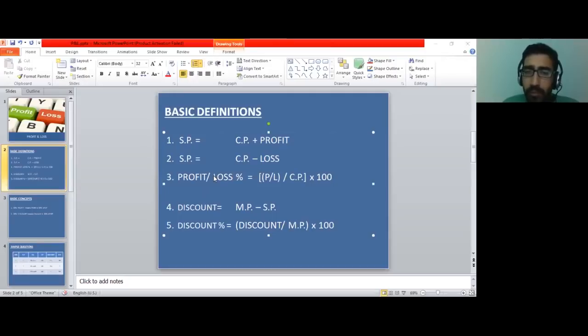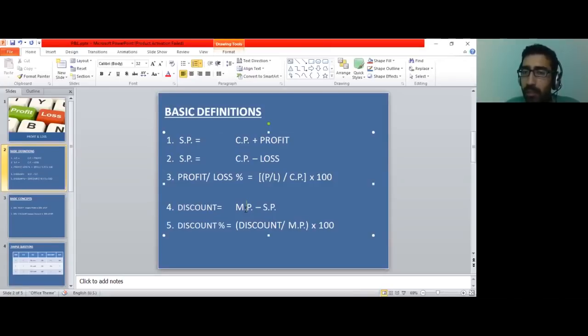In terms of percentage, calculating profit percentage, it is always the absolute value of profit, and that is essentially selling price minus cost price. I could have replaced profit here with selling price minus cost price, or loss here with cost price minus selling price, upon cost price. It always remains upon cost price into 100. And discount is obviously always mark price minus selling price. Mark price is always greater than or equal to selling price. Discount is never a negative quantity.